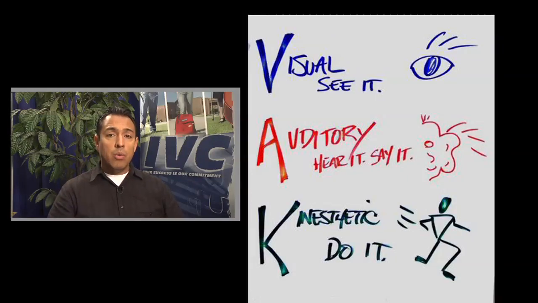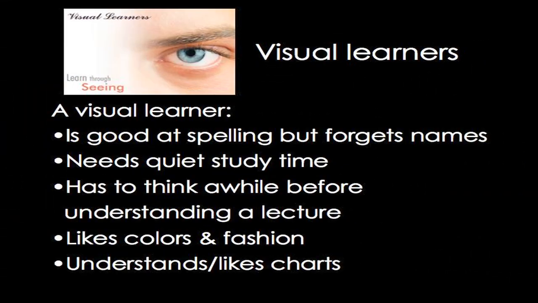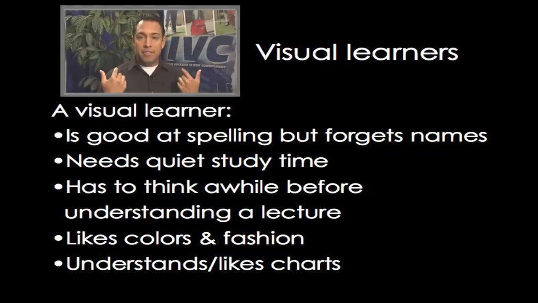So let's go ahead and start with the visual learners. Number 1, visual learners are good at spelling, but forget names a lot of times because they can see those things. Needs quiet study time, because if you imagine that the eyes are the way into the brain for a visual learner, if there's something happening from an auditory sense or even a physical sense, that is really going to diminish the effect of that visual learning. So it's really important for them to have a quiet study time.